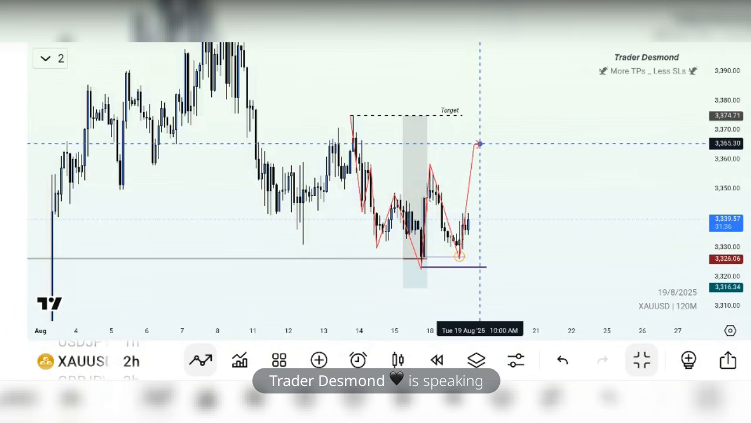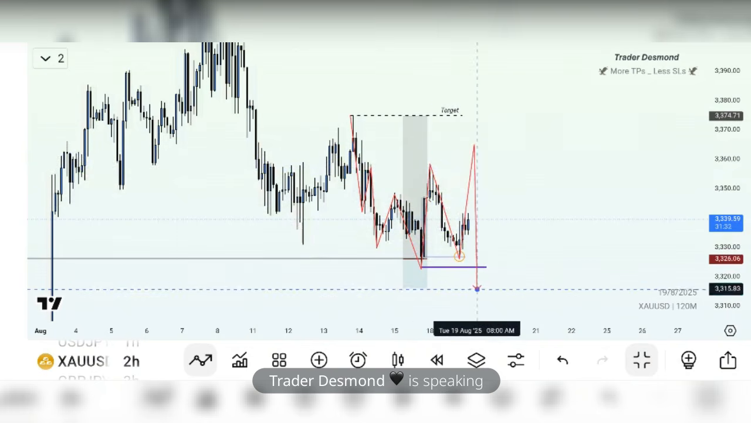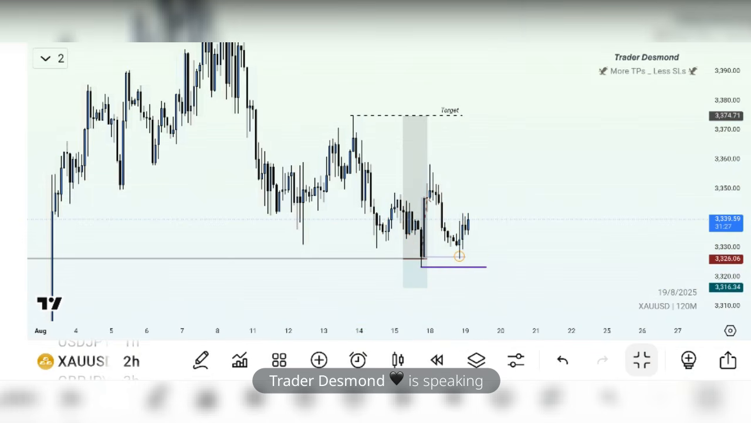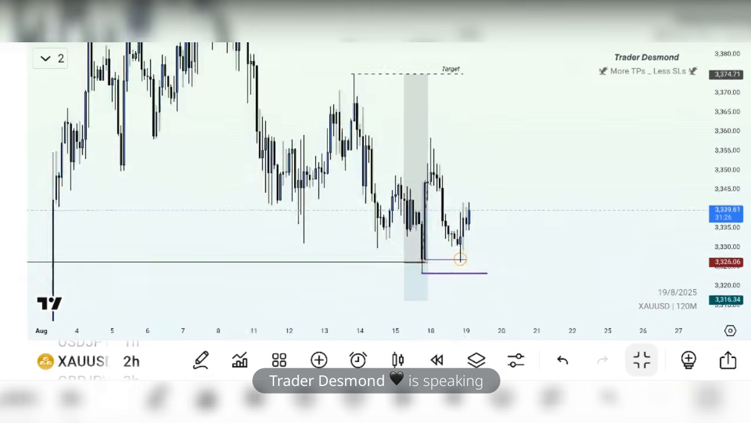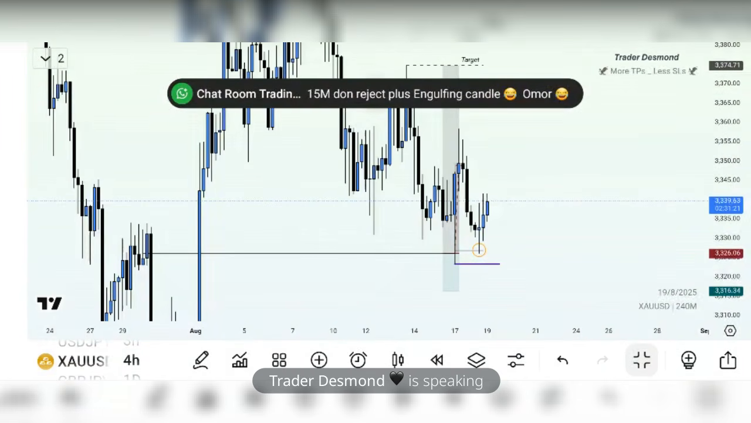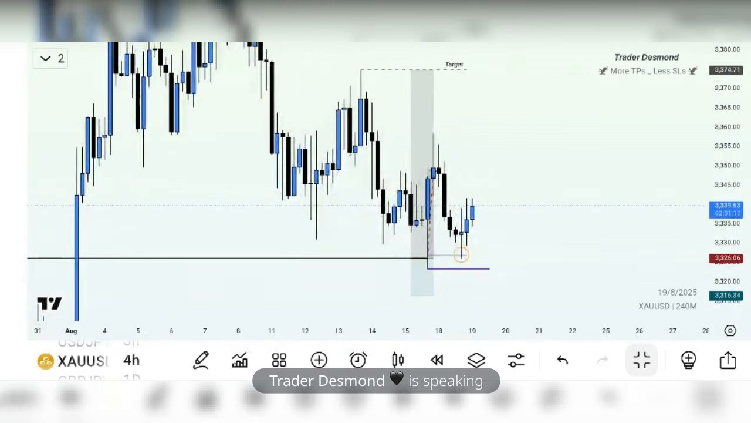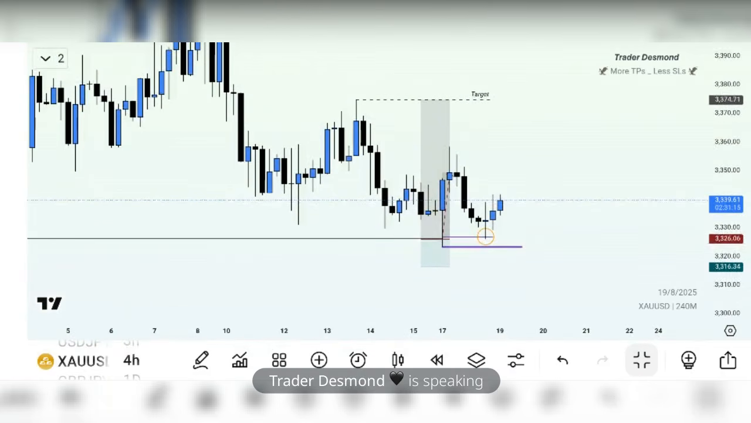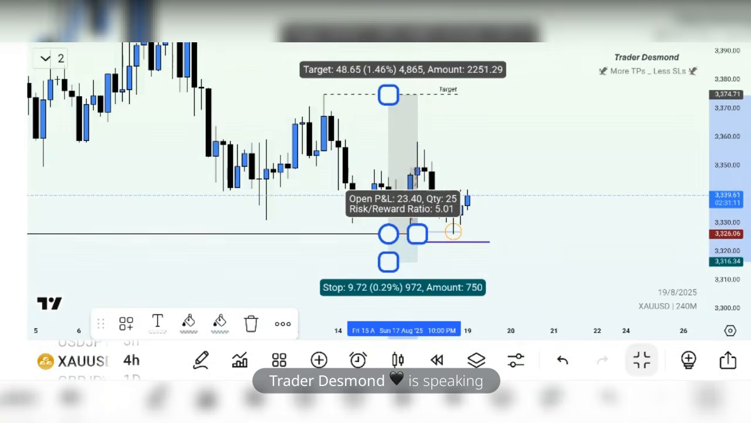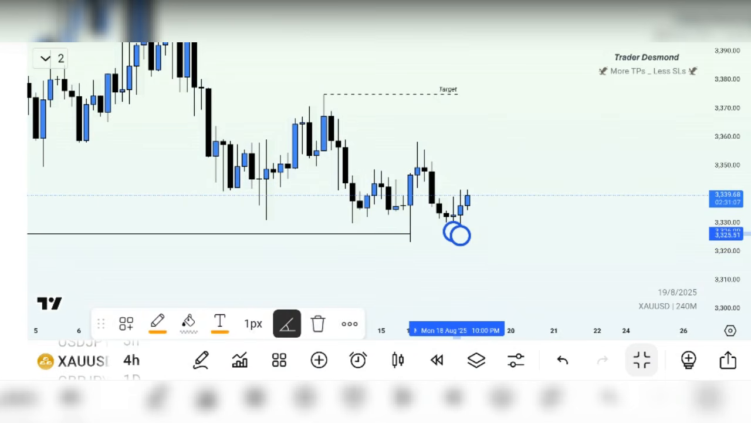But what if gold didn't take out this side and it went down? Then we are bearish. Very easy. If you understand gold structure, you will see that analyzing gold will be very, very easy for you. I'm telling you, just understand the structure. Now, let me wipe out all these things so that you get a better understanding of what I'm marking here.